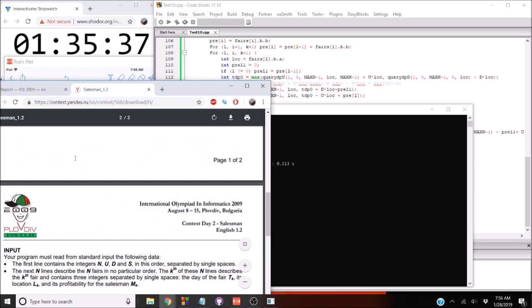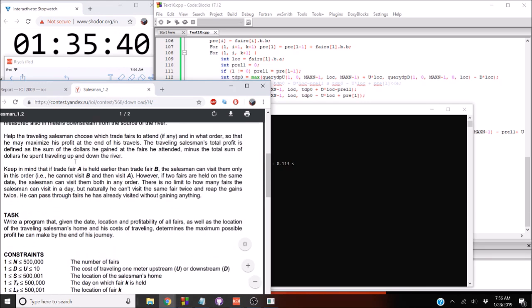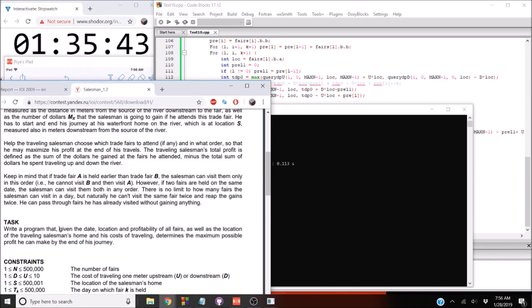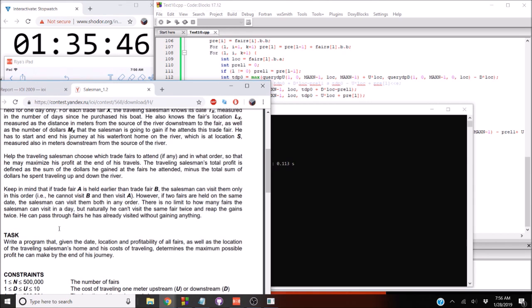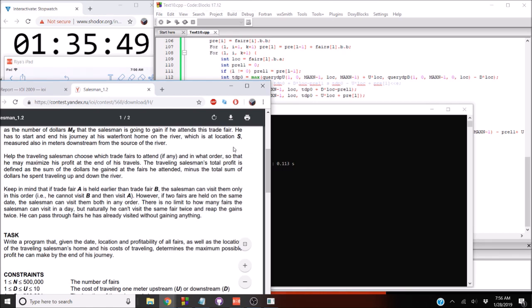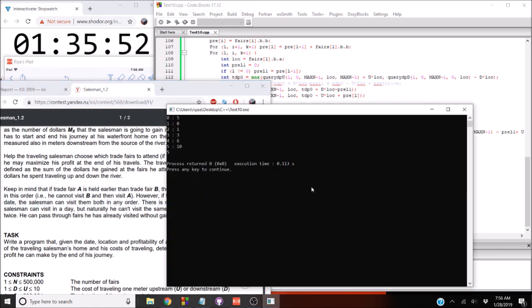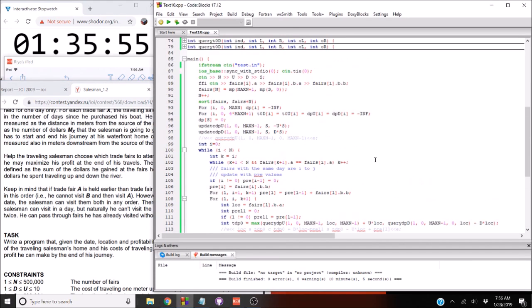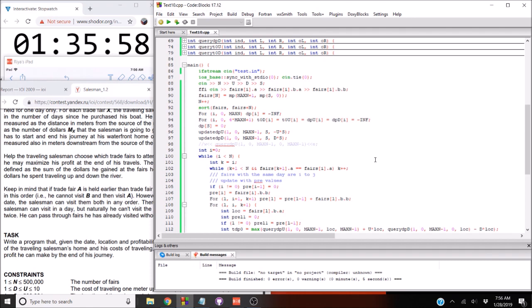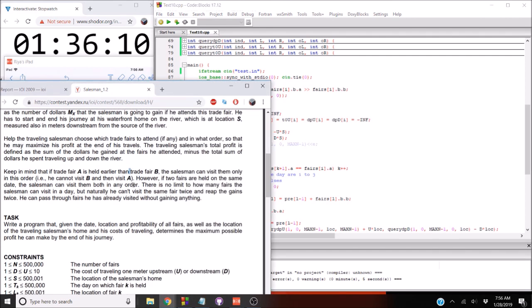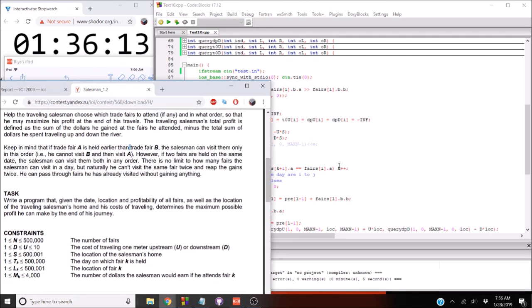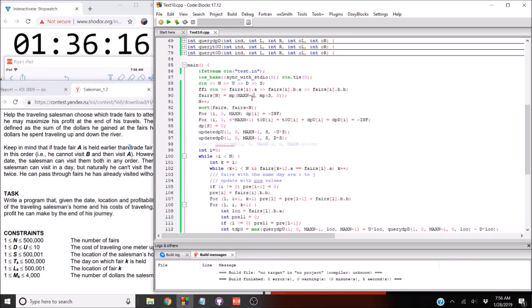It does say source in NZS, yes? Yeah, he starts and ends at location X. I can check this max N because it says the day is up to 500,000, but that won't really make a difference.